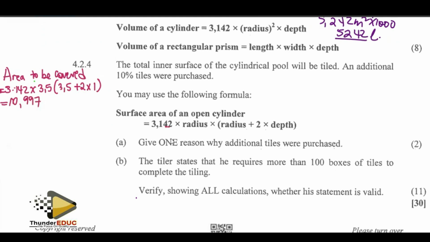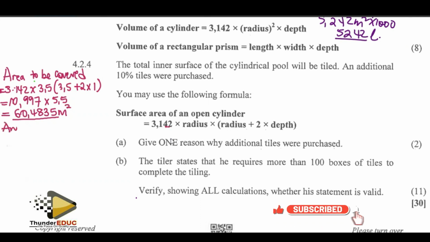10,997. Since there's no symbol here, put a multiplication sign times 5,5, which we get as 60. Please take note, these are not tiles. This is the area to be covered first.